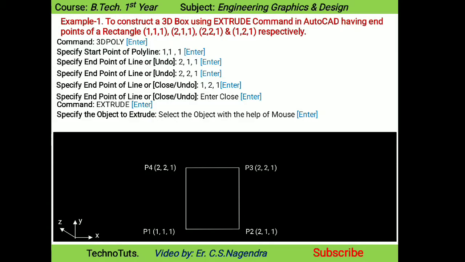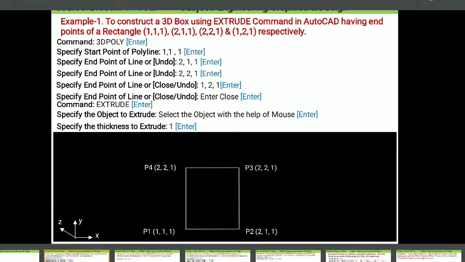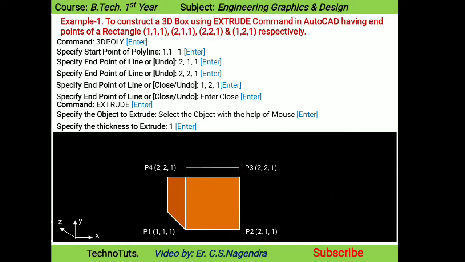Okay. Now the computer will ask you specify the thickness to extrude. Enter the values of the thickness, that is 1, and press enter key. You will see the rectangle gets converted into a 3D box. Okay students, got it? Okay. Let us move to another problem.